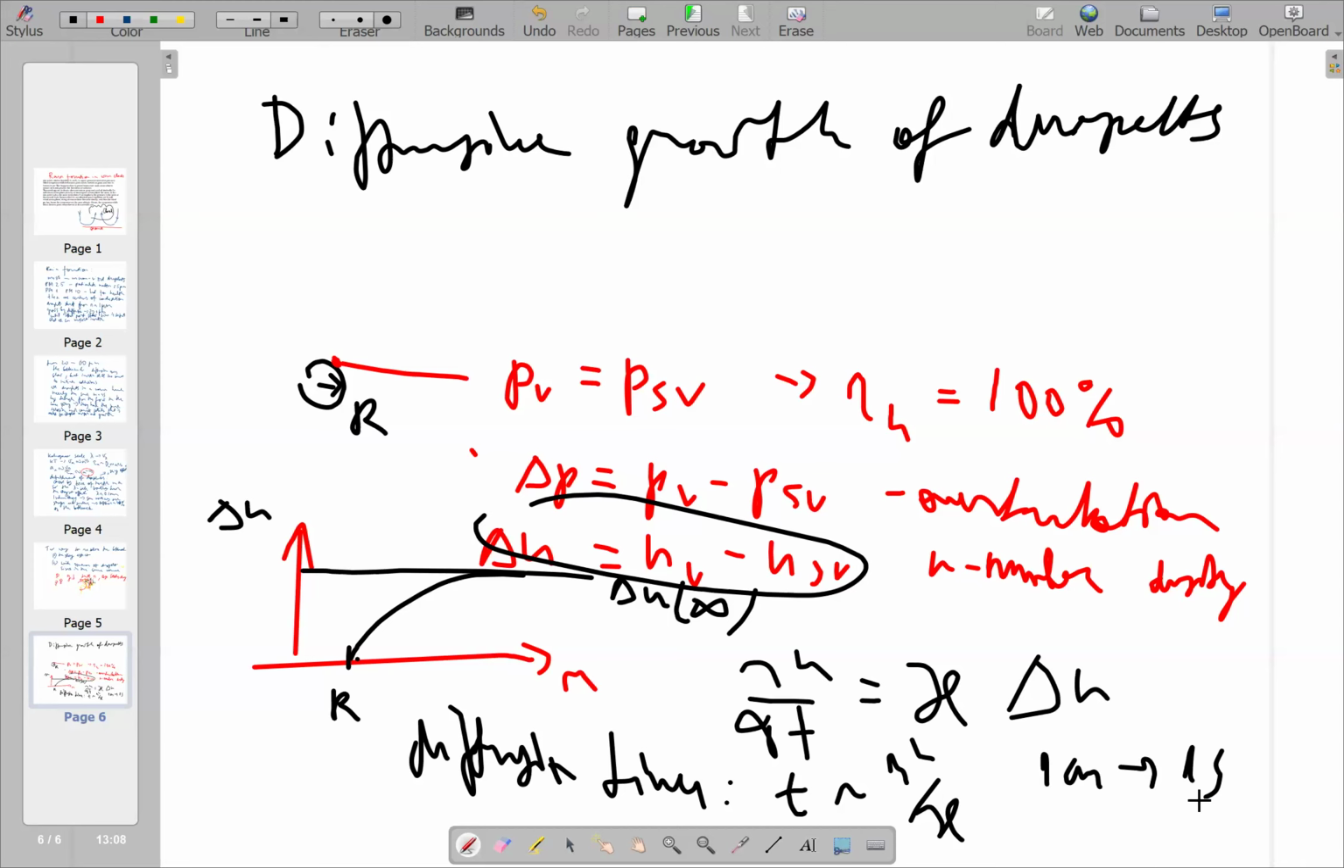Meaning that if we have 10 micrometers, then what would it be? 10 micrometers is 100 times smaller, which takes squared, it is 0.1 milliseconds. 10 micrometers corresponds to 0.1 millisecond. Very fast. So at the radius of the droplet, the diffusion is very fast.